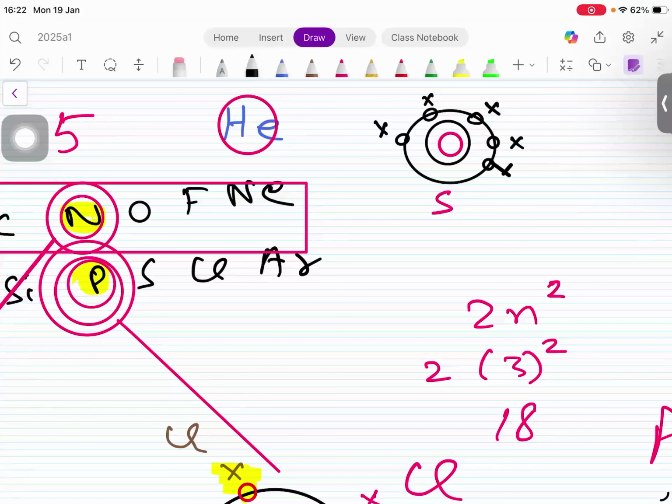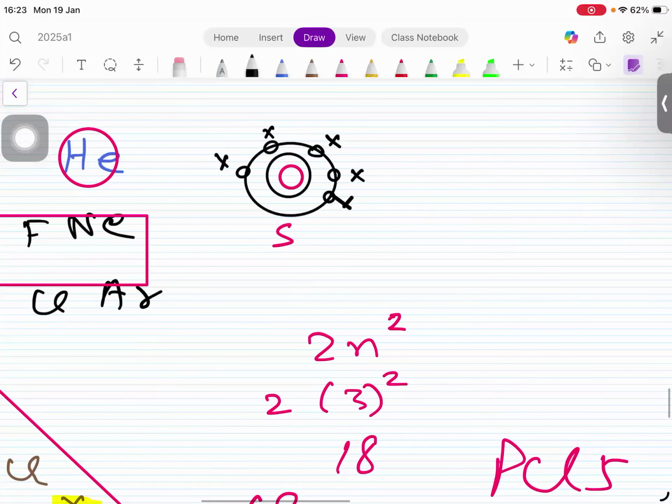Why? Because its outer shell is what? Second shell, which has the capacity of what? 8 electrons. So oxygen has to inevitably leave its electrons. That's why once you see oxygen making a covalent bond with hydrogen in water, it has to leave how many lone pairs? 2 lone pairs, 4 electrons.